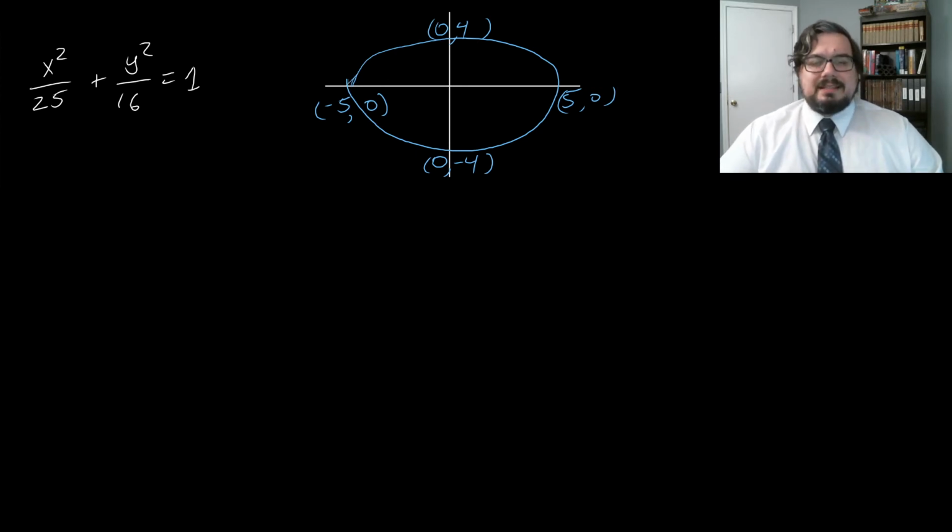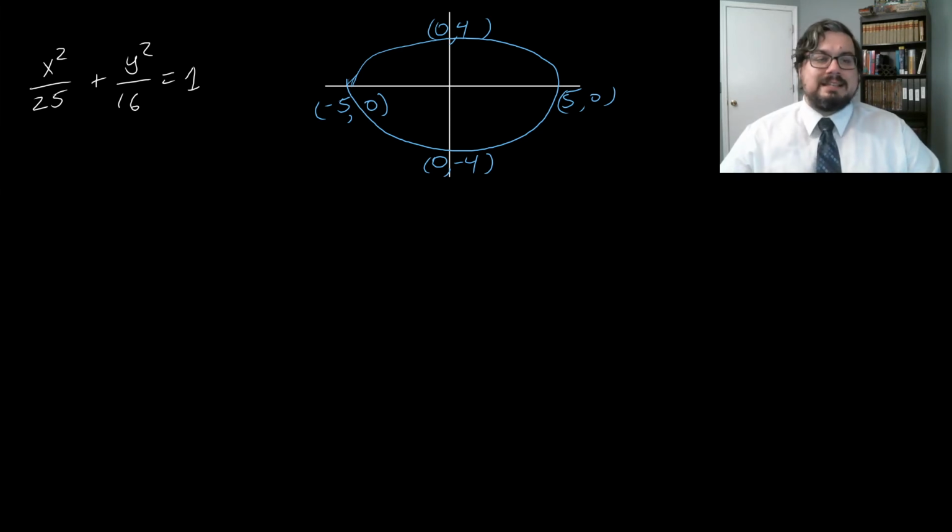Now, this shape, this curve, doesn't pass the vertical line test or the horizontal line test. What that means is that we're not going to be able to solve for either x or y. This is one thing that's different about the ellipse as opposed to the parabola. With the parabola, we could always solve for either x or y, get x as a function of y or y as a function of x. We can't do that with the ellipse.